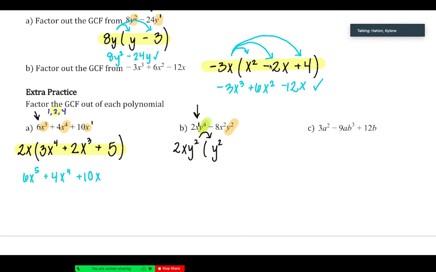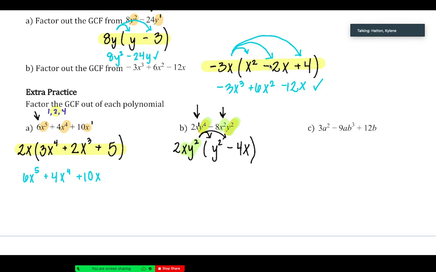And then next I can figure out 2xy squared times what is going to get me back to the second term. So 2 times what is going to get me to negative 8? 2 times negative 4 is going to get me to negative 8. And then what is going to get me from x to x squared? Well, I would have to multiply in another x. And then from y squared to y squared, there's no change. So I don't have to multiply in another power of y. So inside the parentheses, y squared minus 4x.